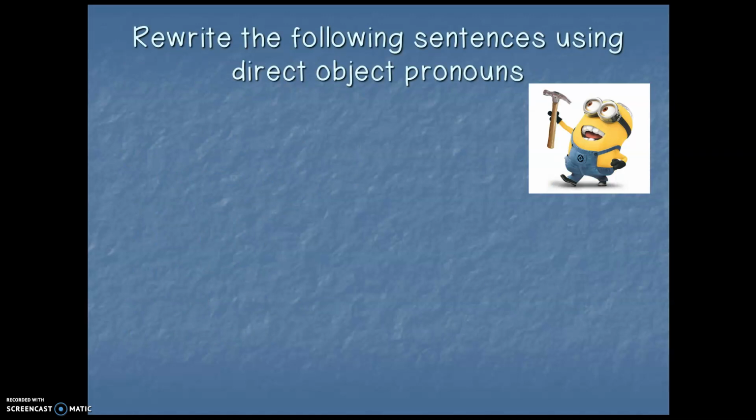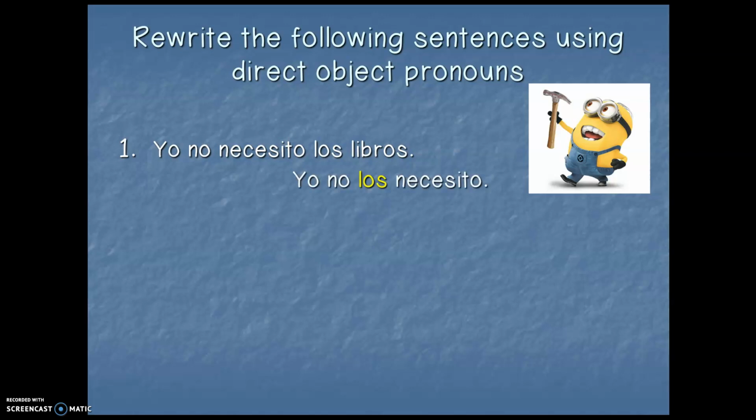Rewrite the following sentences using direct object pronouns. Número 1. Yo no necesito los libros. So what is it in this sentence that I'm needing? I'm needing the books. And so if we look at our chart, which of the pronouns would we replace los libros with? And don't forget that we would write that pronoun right before our conjugated verb. The sentence would be, yo no los necesito.